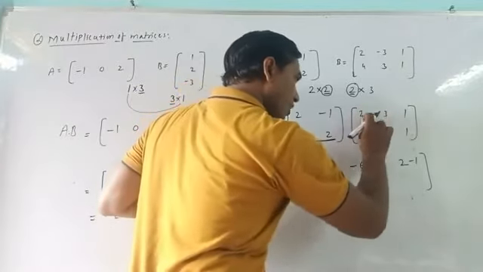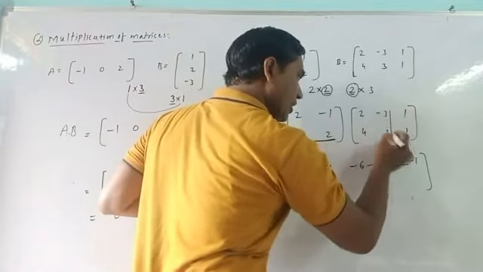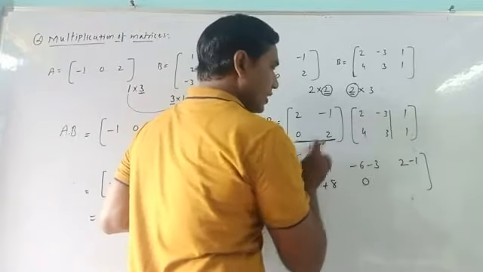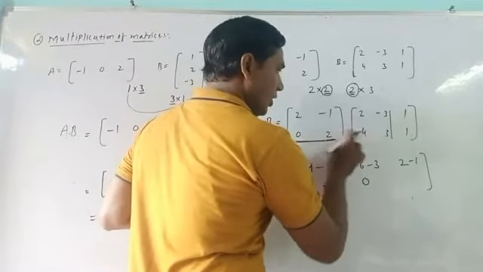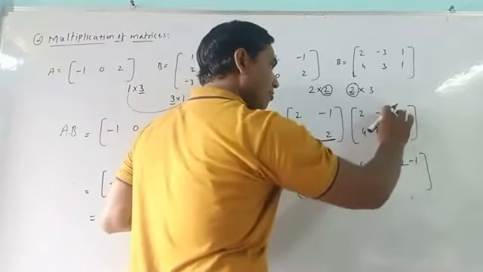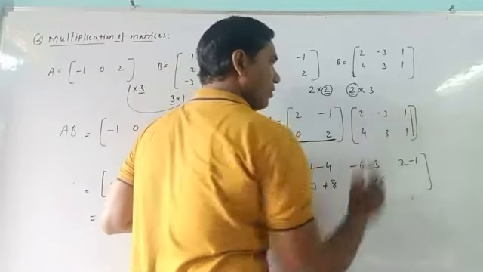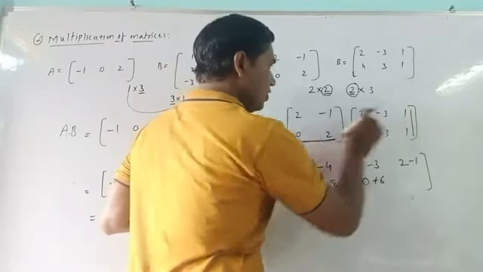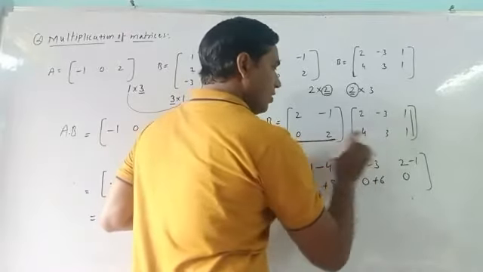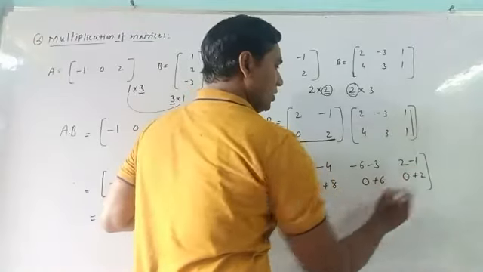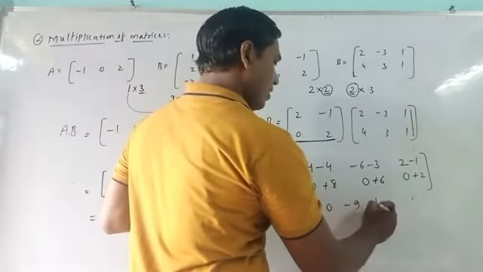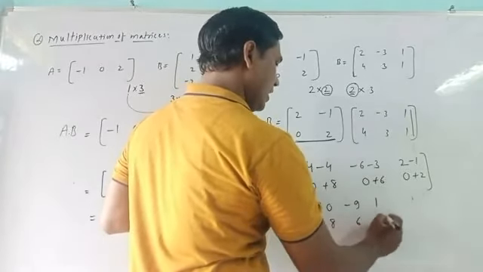Okay, proceed further. Now, second row, second column. 0 into minus 3, you got here 0. Second row, second column means 2 into 3, that you got here 6. It's completed. Now I proceed further to the third one. So what we got here? 0 into 1, 0. And then second with the second one, 2 into 1, you got here plus 2. So after multiplication, you got the matrix something like 0, minus 9, 1, 8, 6, and then 2.